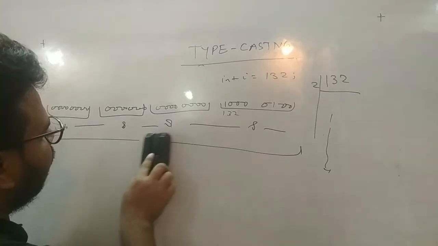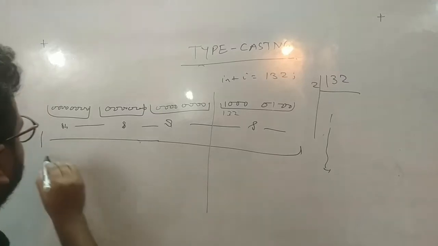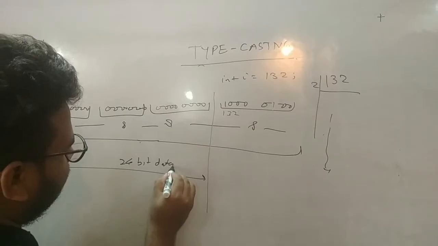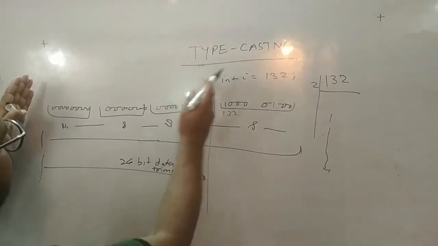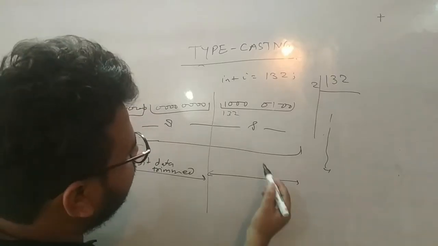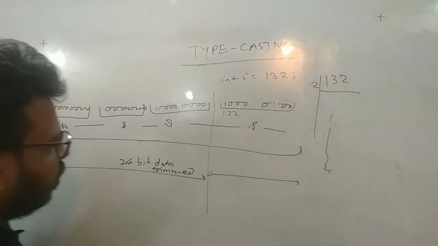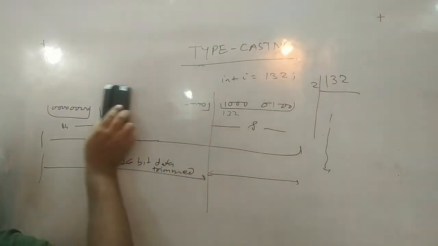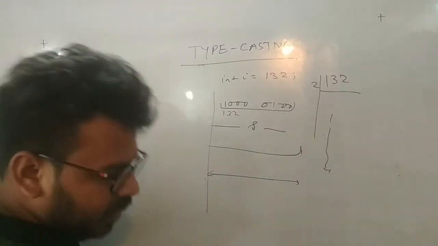We will surely lose some data. We are going to lose some data, that is, these 24 bits are trimmed. The 24 bit data is trimmed, so the compiler trims this whole data and we will remain with only 8 bits, the least significant 8 bits. So we will not have these bits, these bits will be removed. Now we are left with only these 8 bits.